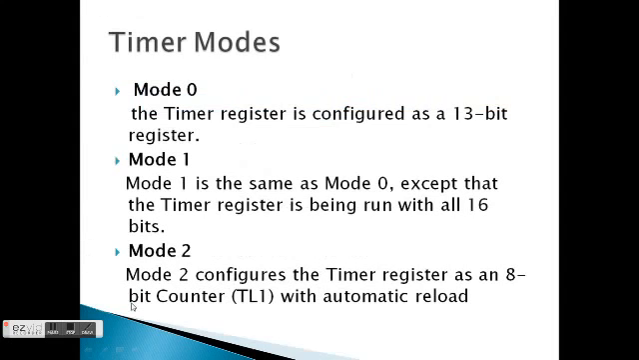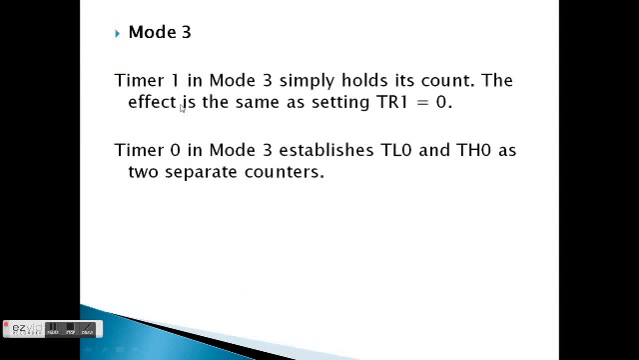Timer modes. Mode 0 is a 13-bit register. Mode 1 is the same as mode 0 except it is a 16-bit mode, and mode 2 is an 8-bit counter with an auto reload mode. In mode 3, timer 1 simply holds its count. On the other hand, timer 0 establishes TL0 and TH0 as two separate counters.